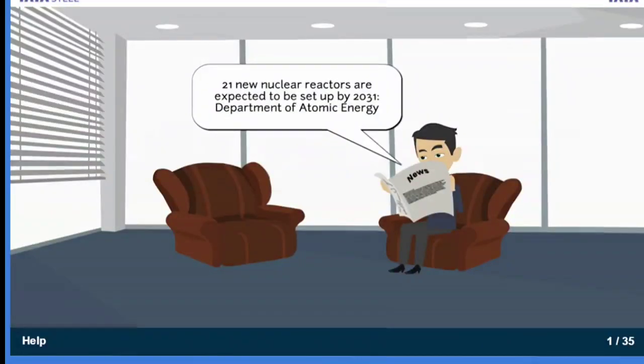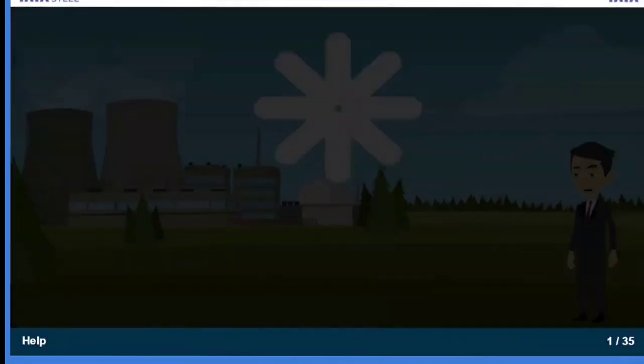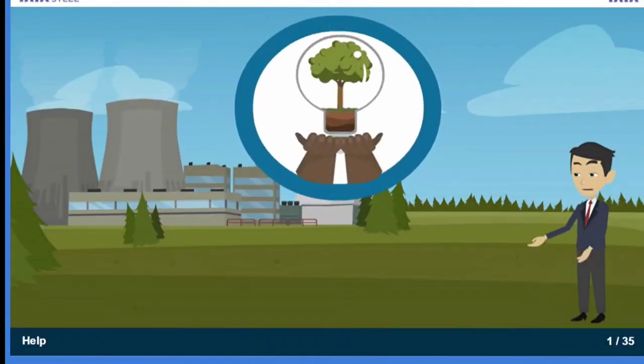21 new nuclear reactors are expected to be set up by 2031, according to the Department of Atomic Energy. Well, this is something very interesting. India will now be able to generate more energy in an eco-friendly manner.